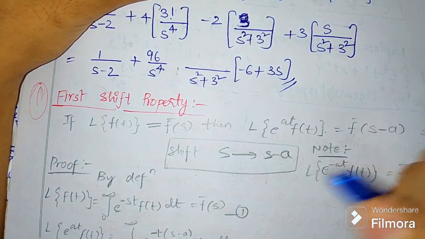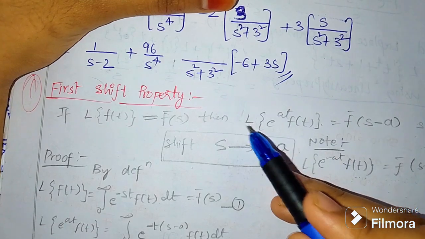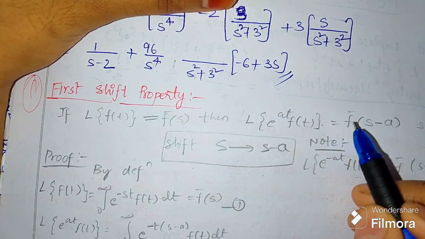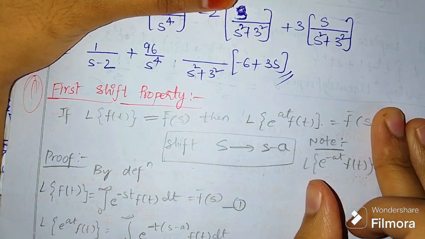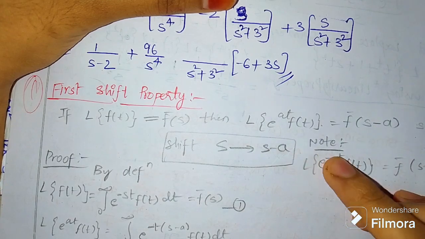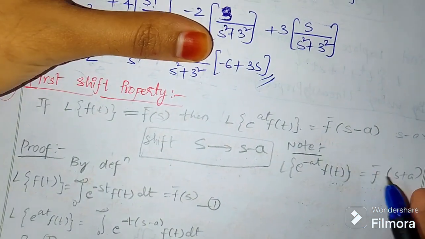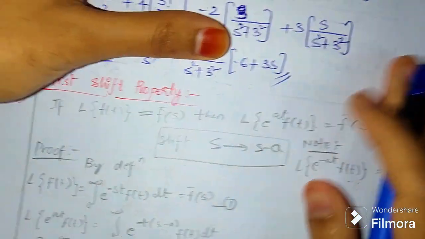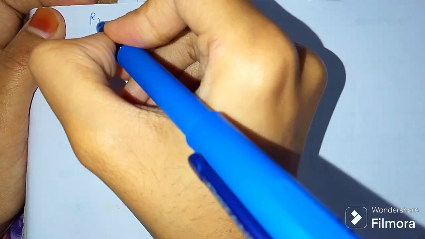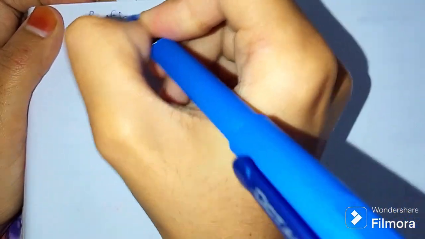So see here, if Laplace of e power at f of t is f bar of, instead of s you will write s minus a. If it is e power minus at, instead of s you will write s plus a. That's it. Sometimes they may ask in exams, so let me show you the proof of the first shift property.